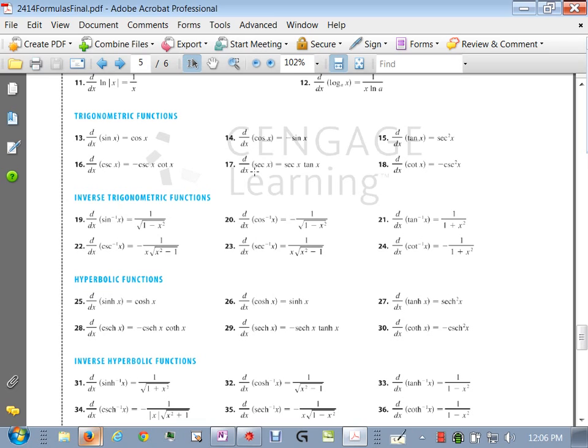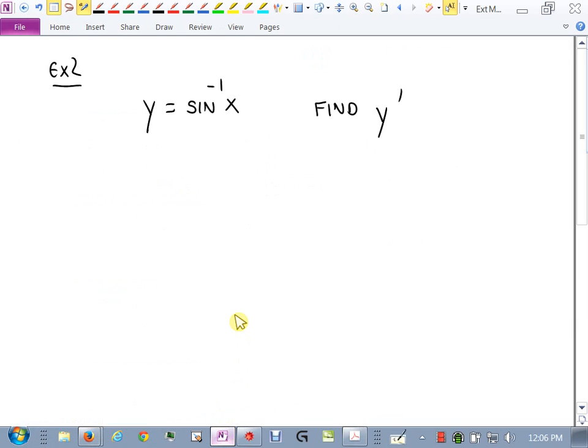But ultimately, when you get to a test later on in the semester, when it comes to taking the derivative of arc sine or some inverse trig function, there they are. You have them written down. Okay, so let's see how we do it. Well, we're going to first use implicit differentiation.